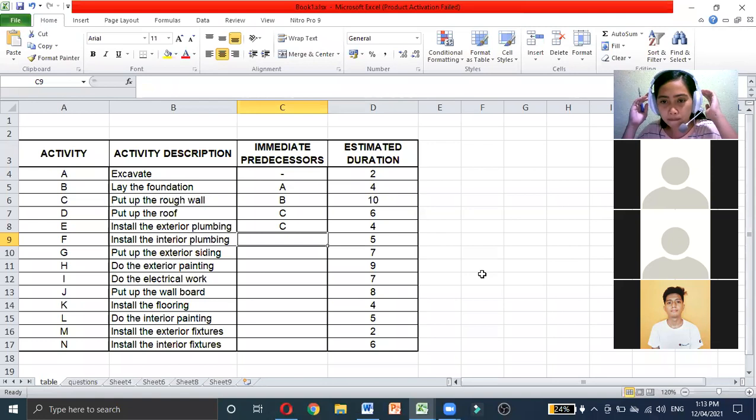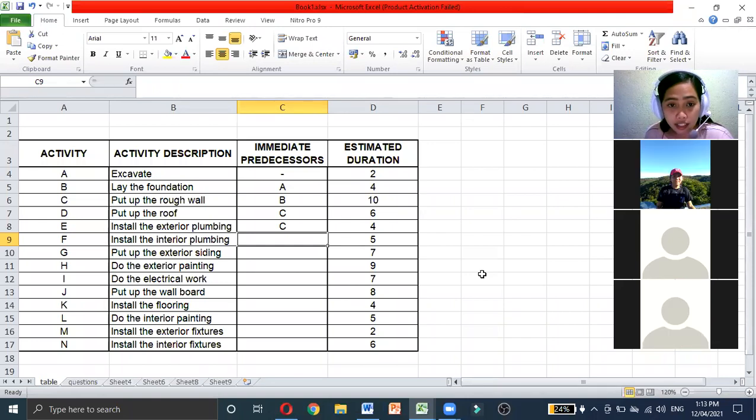A, B, C, D, E. Okay na. Okay, next. Let's have activity F, install the interior plumbing. What is its immediate predecessor? E. E for eagle, not A. Okay, E.